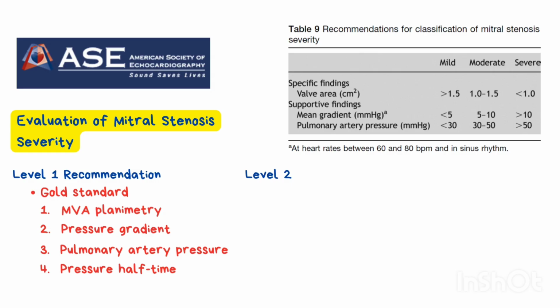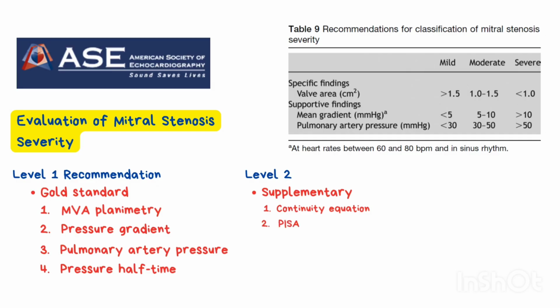Level 2 recommendations are for when the Level 1 method doesn't give you the full picture. These tests are used selectively, often to clarify more complex or borderline cases, or to guide further decision-making when echo findings are unclear. Level 2 recommendations include, first, the continuity equation. It's based on the principle of conservation of flow, that is, what goes in must come out. By comparing stroke volumes at the mitral valve and LVOT, we can calculate the mitral valve area, or MVA, especially useful when planimetry is unclear or technically limited.